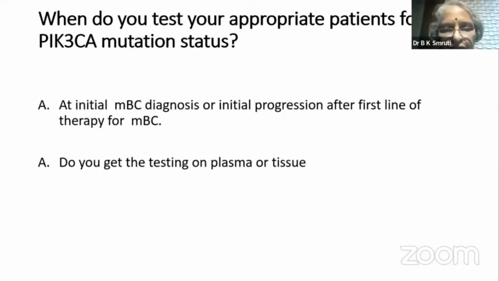So Dr. Biswajit, would you do it on tissue or plasma, or how do you go about it? Tissue is the gold standard, ma'am. We'll do it first on the tissue. With plasma, the problem is that if it is positive, it is okay. If it is negative, you cannot rule out mutation. So you have to do a biopsy after that. Yeah, next slide, please.